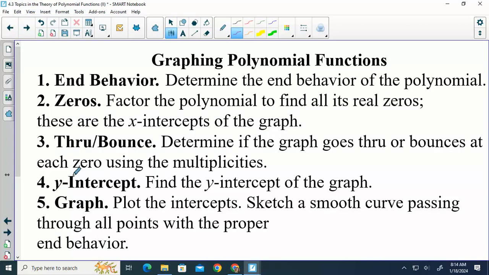So these are kind of the steps that we will go through when we graph our polynomials. First step is the end behavior. Okay, if you're writing this down, I would write the bold points. The rest of it, if you know what it means, you don't necessarily have to write that. So step 2 is to find the zeros. So we have to factor it and find the zeros. Those are the x-intercepts. Step 3, we have to look at the multiplicity, decide if the graph will go through or bounce.